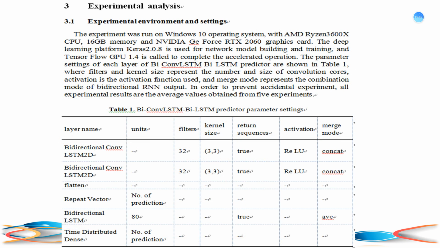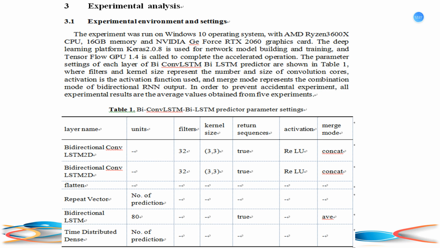3.1 Experimental environment and settings. The experiment was run on Windows 10 operating system with AMD Ryzen CPU, 16 GB memory, and GeForce RTX 2060 graphics card. The deep learning platform Keras 2.0.8 is used for network model building and training, and the TensorFlow GPU 1.4 is called to complete the accelerated operation.